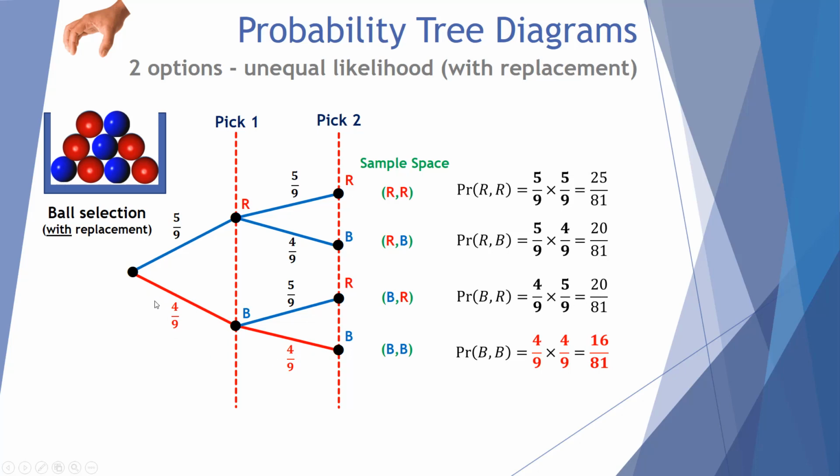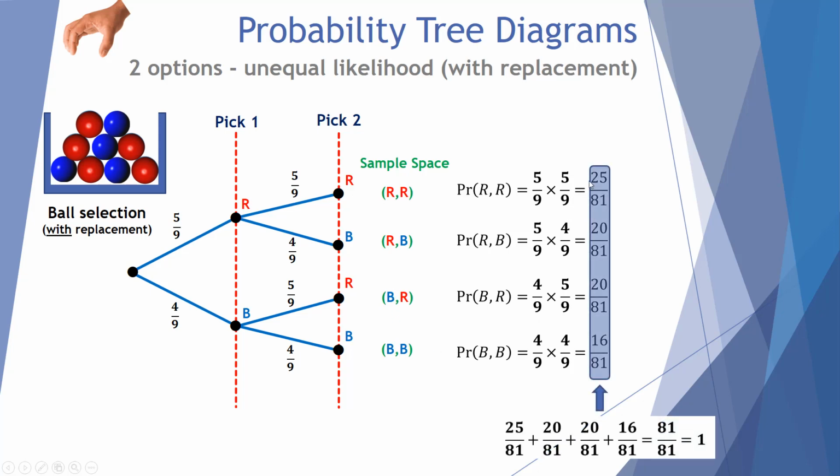And finally, the chance of getting 2 blues. The first pick was a 4 on 9 and the second pick was a 4 on 9. Multiplying, the top 2 4s are 16 and 2 9s are 81. So there's the probability of each of our outcomes in our sample space. Again, if we add all those fractions together, we get a total of 81 out of 81. There's a 100% certainty that one of these probabilities will occur.